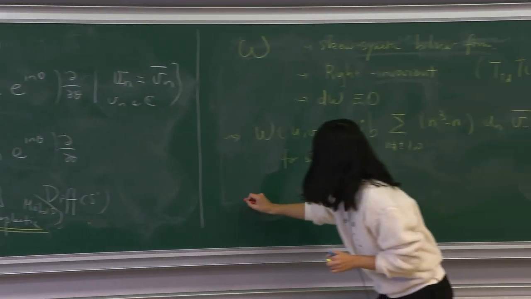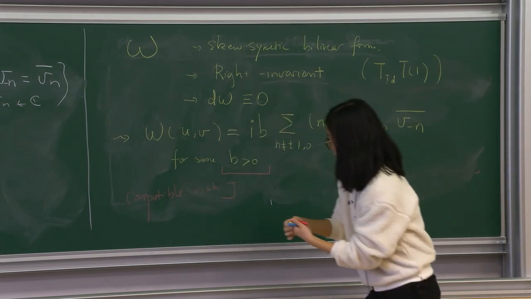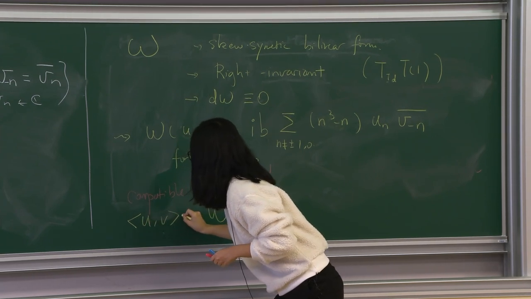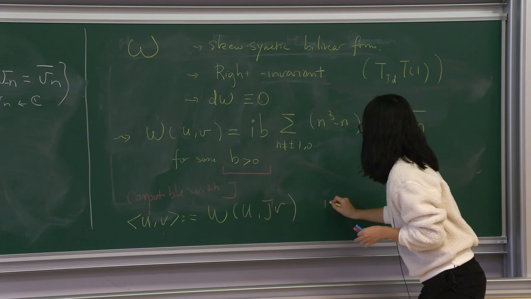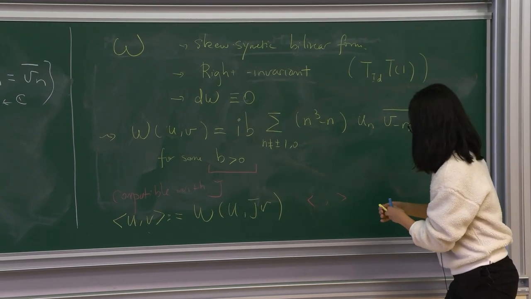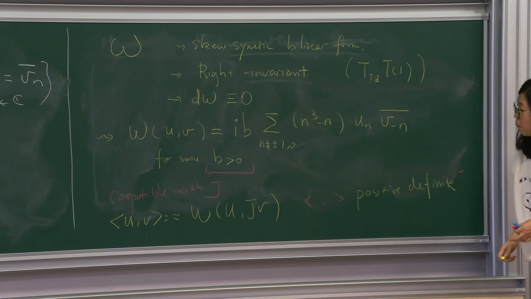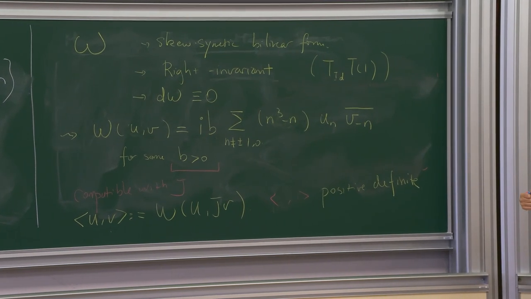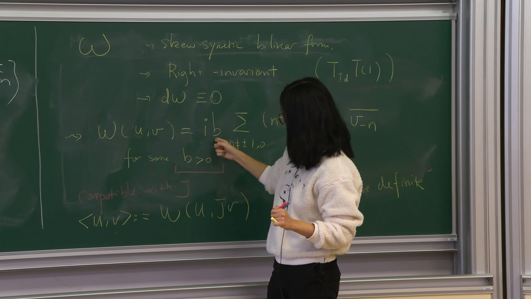It just says that the compatibility means that if I define this inner product, omega of u, Jv, it has to be positive definite. The positive definiteness will tell you this b has to be a positive number. All right, so this is the unique one. There's only one of them. I only have the degree of freedom of choosing this b.